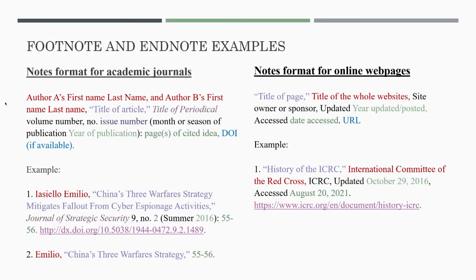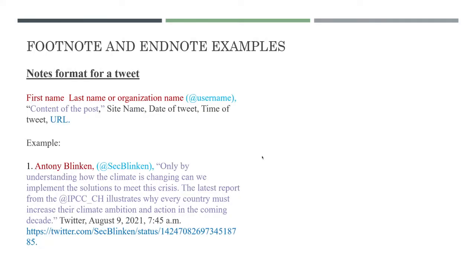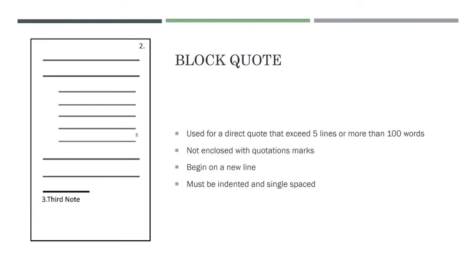Here we can see an example of an academic journal and an online web page. And lastly, here we can see an example of a social media note. In this case, we use Twitter. When using a direct quote that exceeds 5 lines or more than 100 words, we use what is called a block quote. The block quote is not enclosed with quotation marks, and it begins on a new line. The block quote is indented to make what looks like a block, and it's single-spaced.